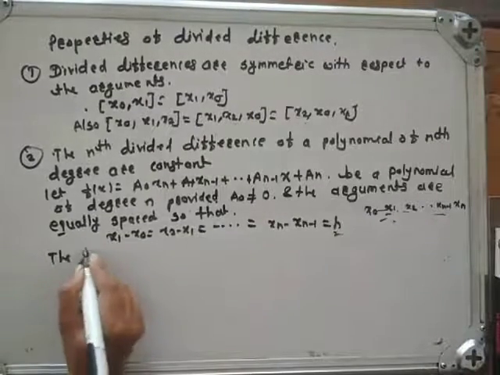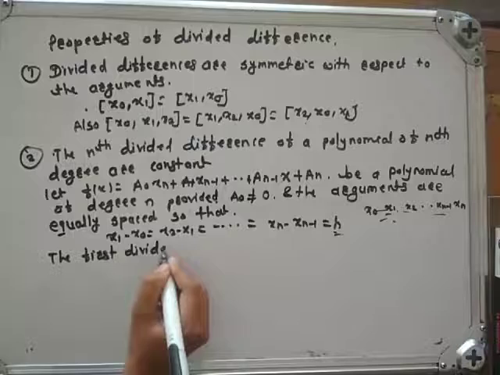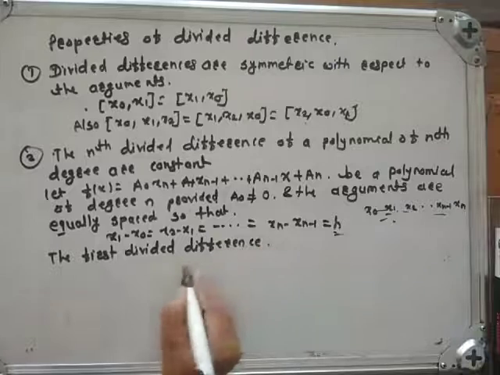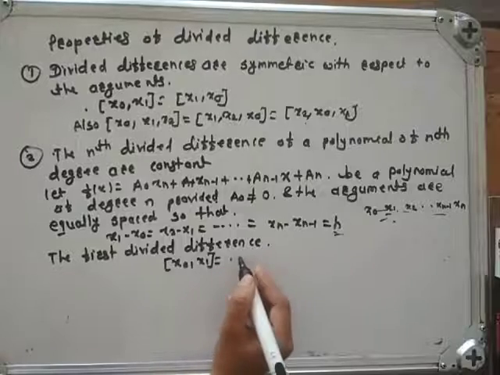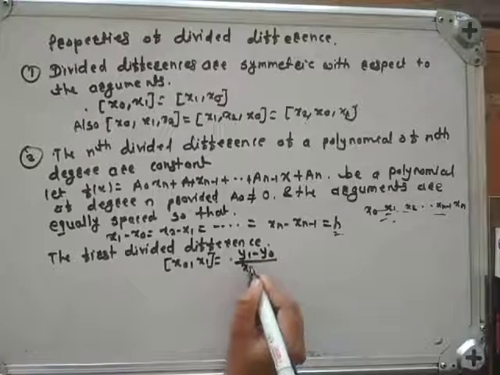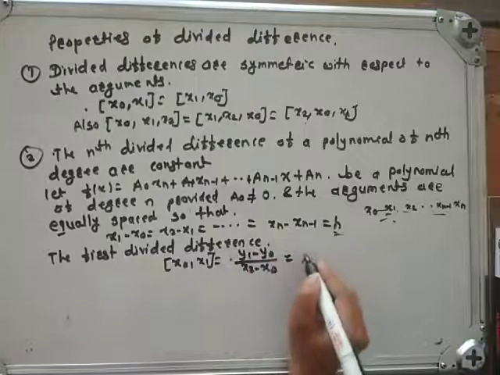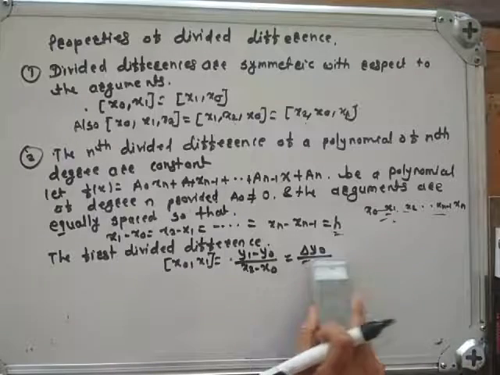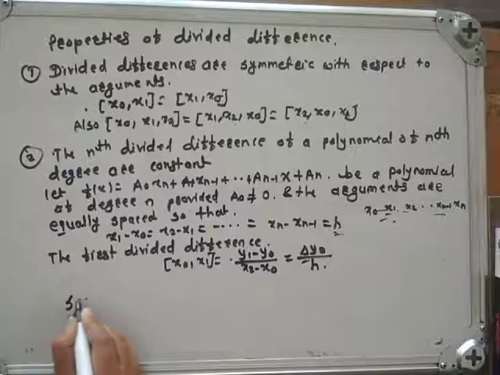The first divided difference x0, x1 is, by definition, y1 minus y0 upon x1 minus x0. You know that y1 minus y0 is the definition of delta y0, and x1 minus x0 we have been given as h.